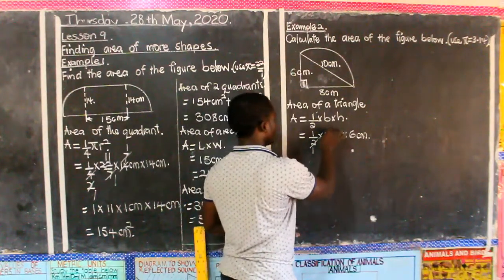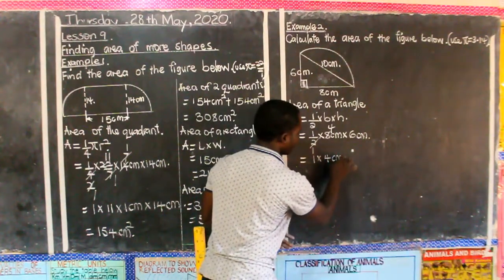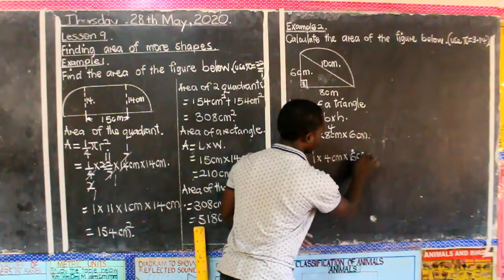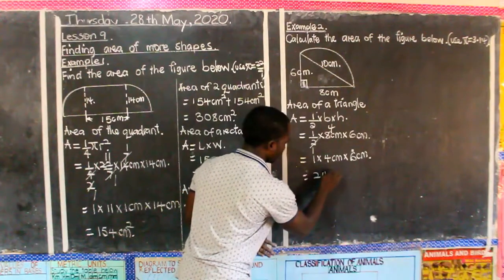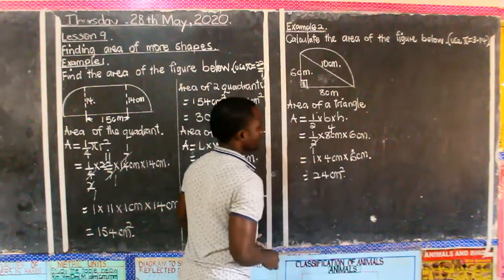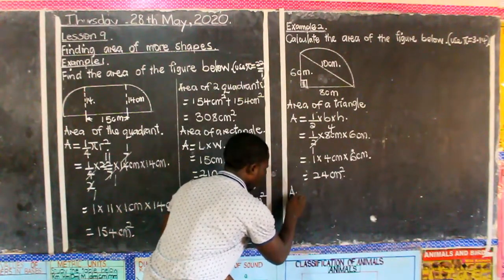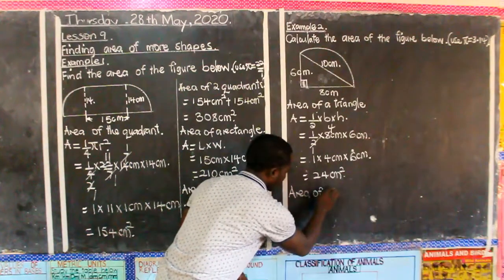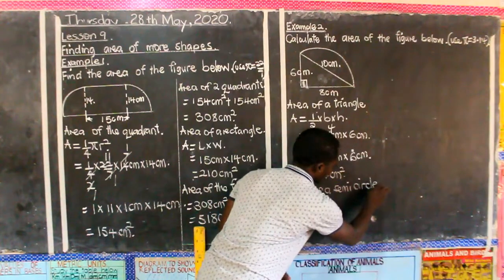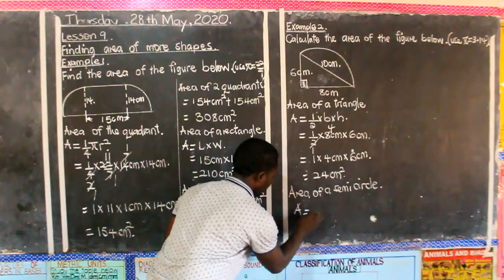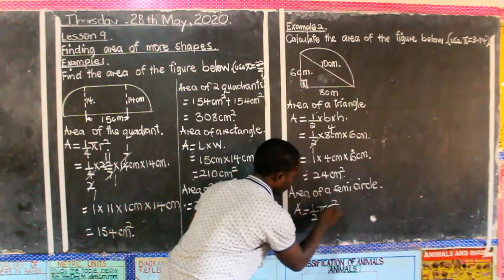By 2 once, by 2, 4. Here we shall have 1 times 4 centimeters times 6 centimeters. When we multiply 4 times 6, we shall have 24 square centimeters. So that is the area of a triangle. Shall also come down and get the area of a semicircle. Area of a semicircle equals 1 out of 2 pi r squared.